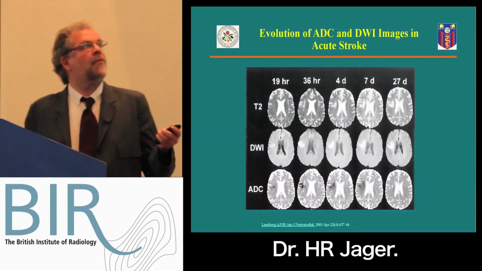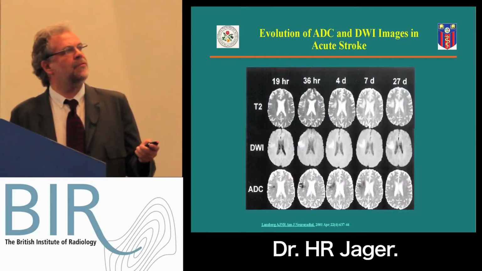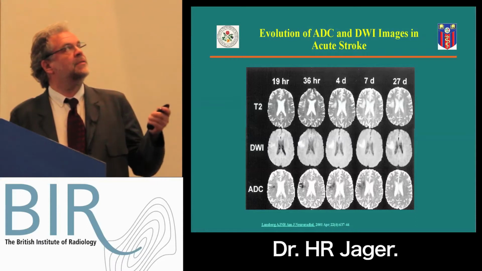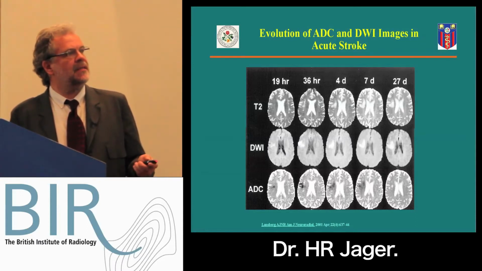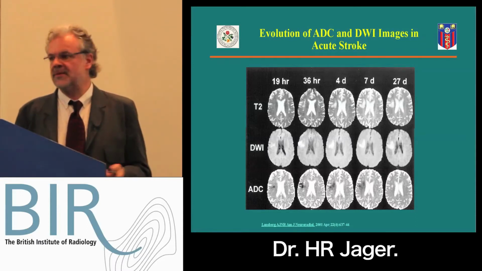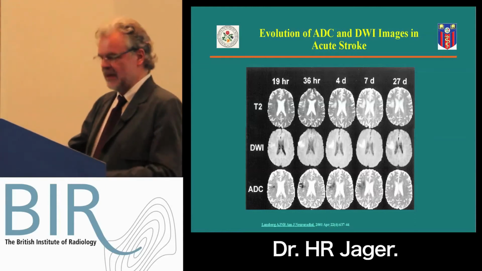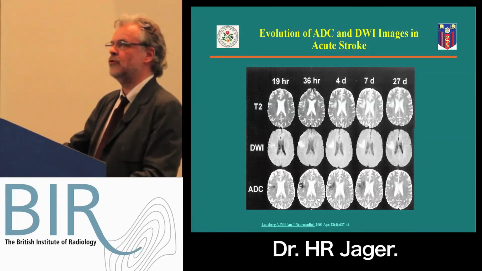And here, from that paper, is the example. You see diffusion weighting stays bright, bright, bright. This is day 27. And here the ADC map shows dark, dark, dark, and then it becomes bright when it becomes chronic. So just be aware of this temporal evolution.